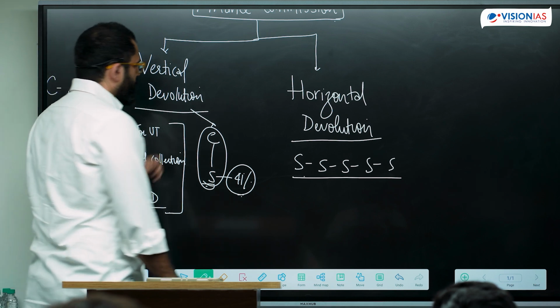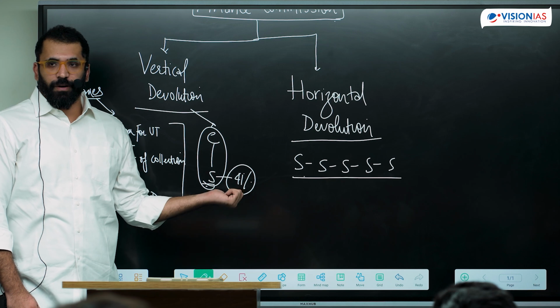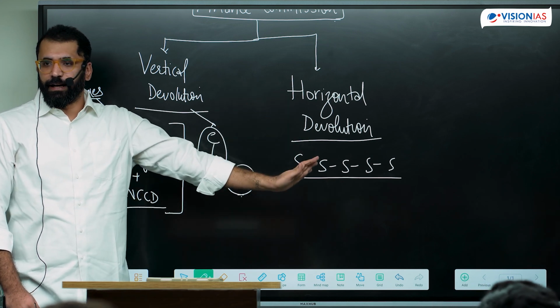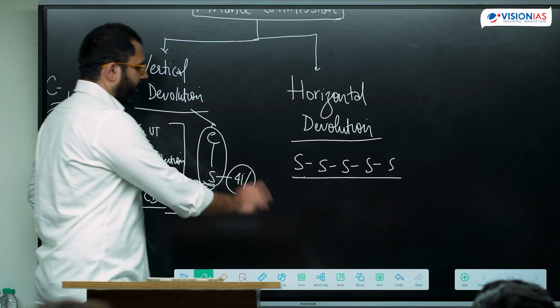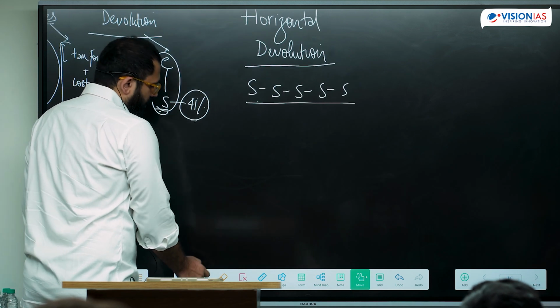Now, horizontal devolution. So vertical devolution is how much of the center collected money will go to the states all together. Horizontal devolution means how much each of the states will get. Now, how much will each of the states get? There are 4 basic principles which decide horizontal devolution.